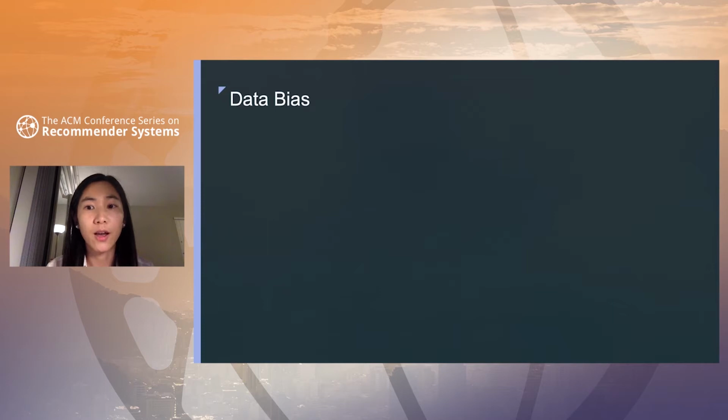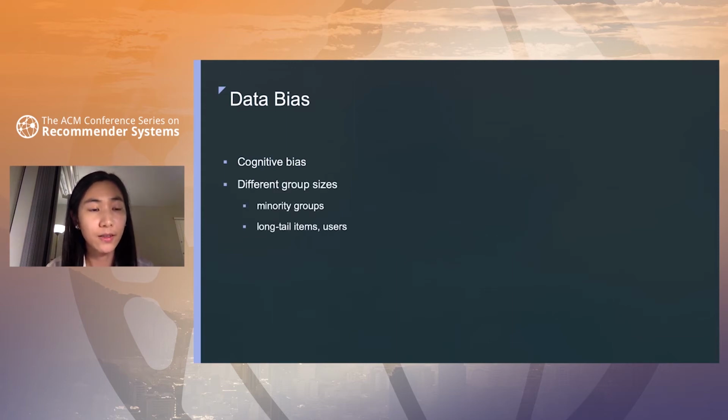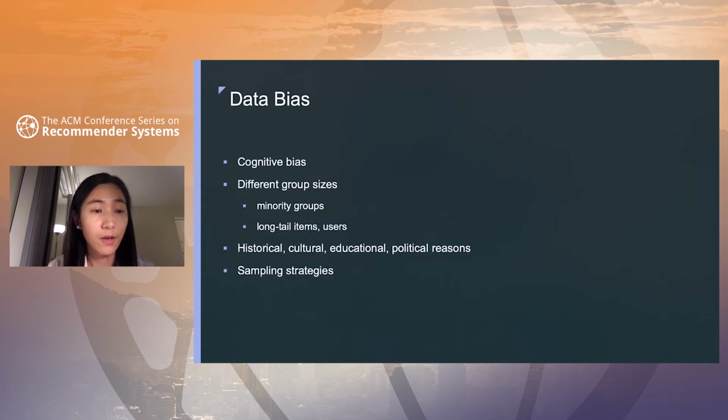So there are many causes to the data bias. First of all, humans are biased. The data we generate or the data we produce naturally reflects our cognitive and activity bias. Secondly, different groups have different sizes. For instance, we have minority population in the demographics. We have in the recommender systems long-tail items, long-tail users. Bias may also arise because of the difference of cultural and educational background and due to complex historical and political reasons. Finally, if we are not careful, the approach we collect data or sample from data may also yield bias.